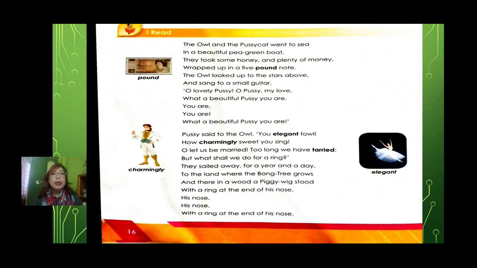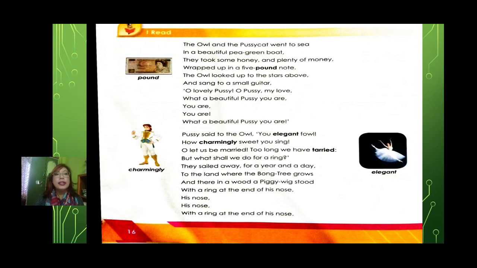Pussy said to the owl, "You are elegant fowl, how charmingly sweet you sing. Oh, let us be married, too long we have tarried. But what shall we do for a ring?"